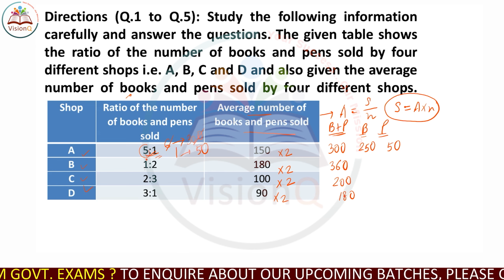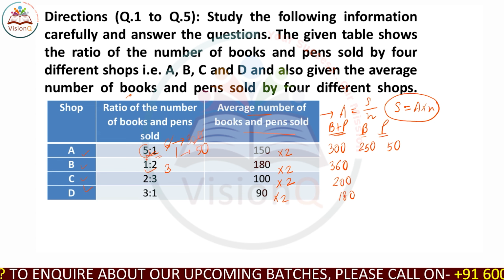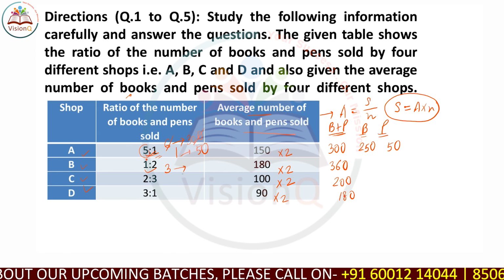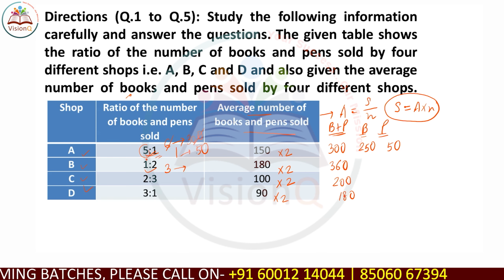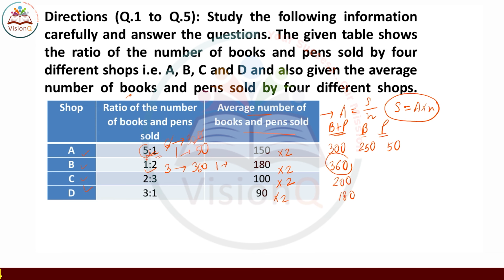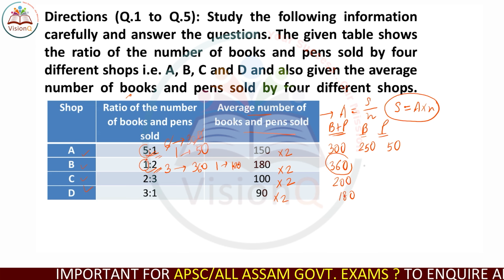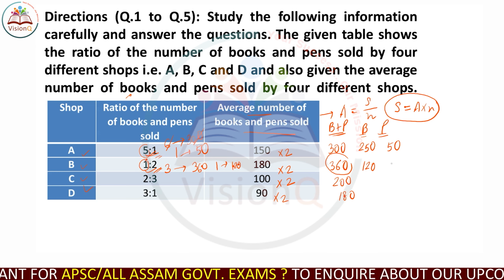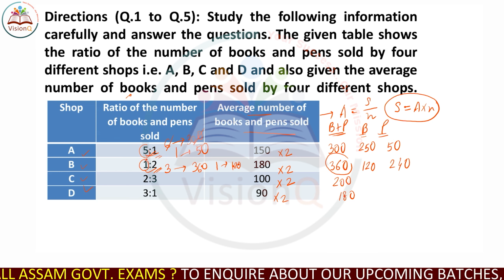Total 1 plus 2 is 3 as per ratio. So the exact value of total books and pens sold by shop B was 360. So if 3 represents 360, 1 represents 120. 360 divided by 3 is 120. If 1 is 120, I can find what is 1 and what is 2. So 1 is 120 and 2 is 240.